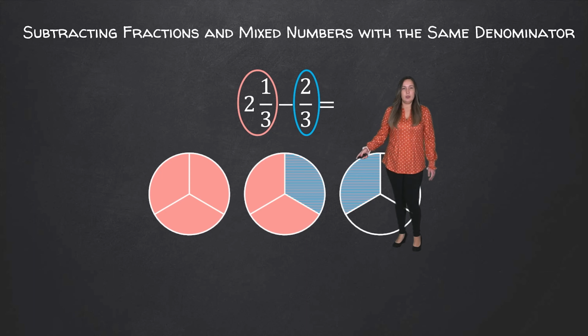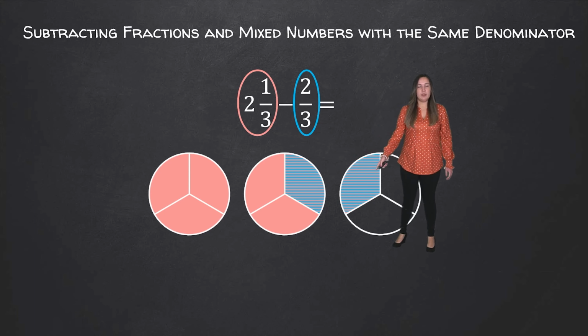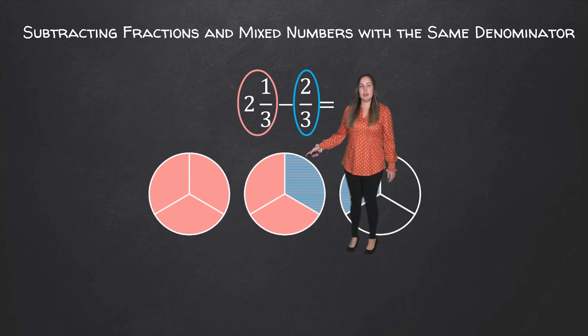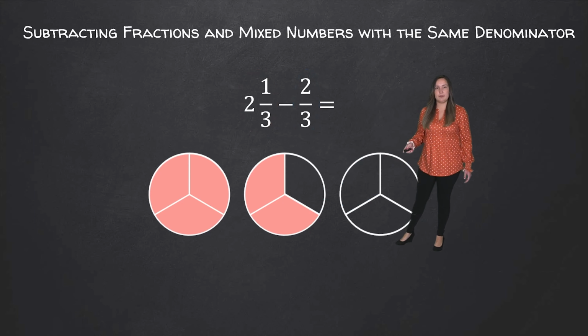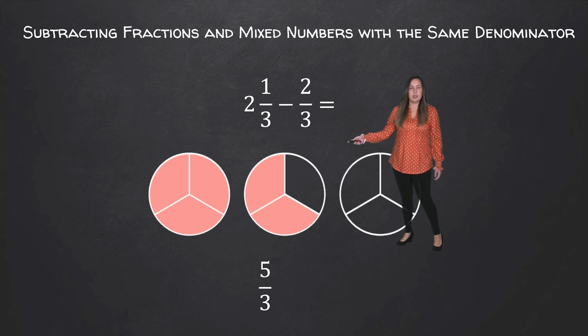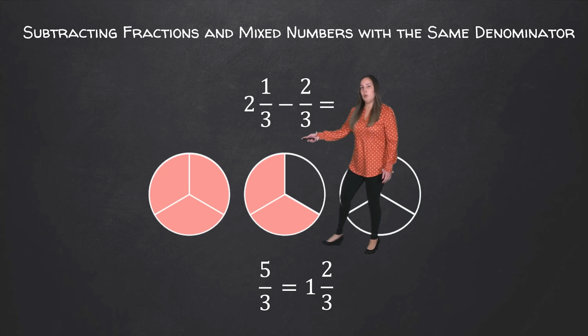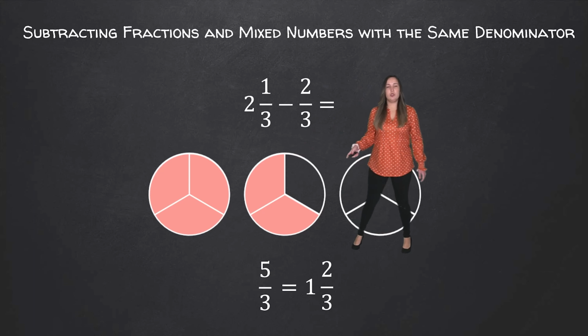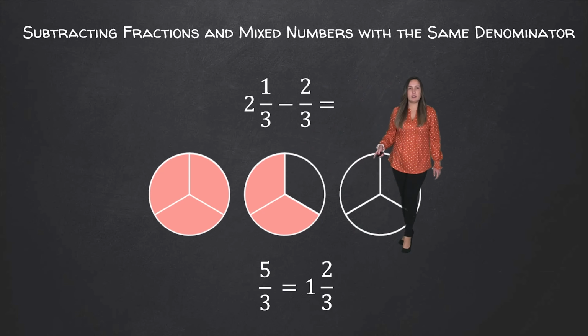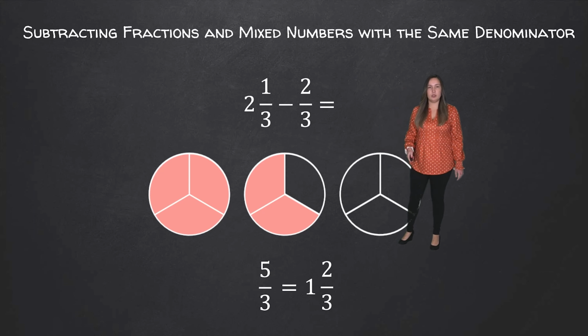So here we crossed out 1/3, and then here we crossed out another third, making that 2/3 that we're taking away. So after we took those 2 pieces away, we have 5 pieces out of 3 because these are split up into 3 equivalent parts, which equals to 1 2/3. So 2 1/3 minus 2/3 is equal to 1 2/3.